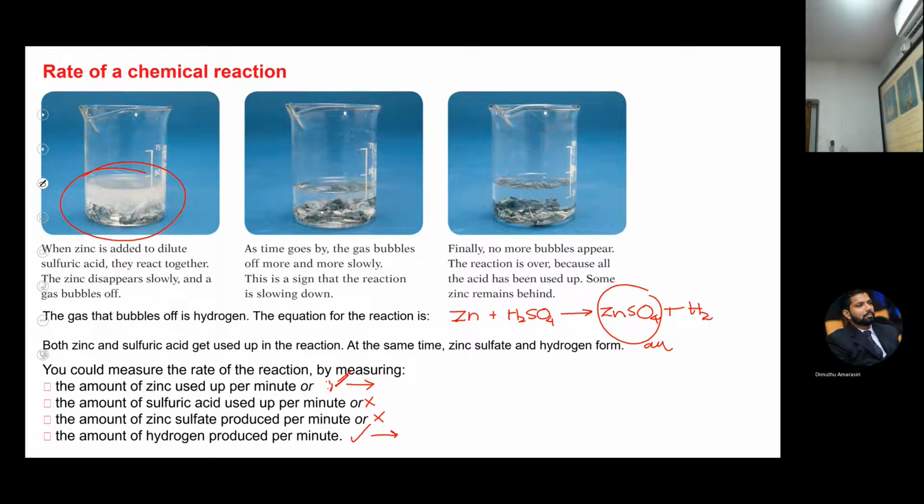But what you get is not the zinc mass. You get the mass of the whole system at the beginning, and then the mass of the whole system at the end. The difference is the mass loss. What is lost is the mass of hydrogen. That is also practical, right? That's one way you can measure the mass of products produced.